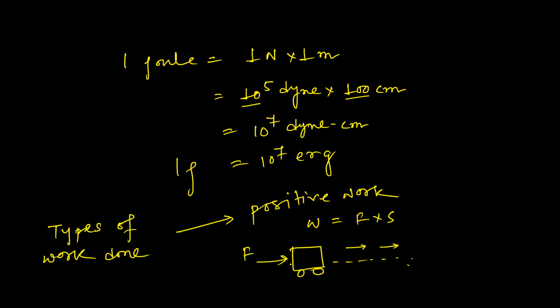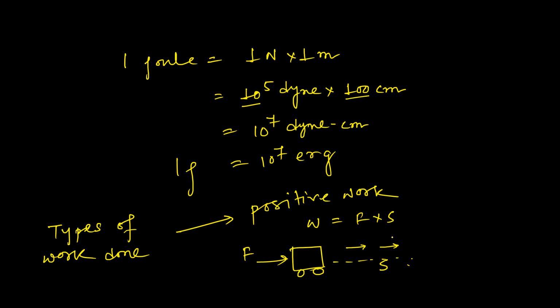So as you can see, I am applying the force in a particular direction and I am getting the displacement in the same direction. So in this case, the work done is positive, right? Suppose you are pushing a table, or a chair, or you are just lifting any kind of object. In that case, whatever force you are applying, the displacement is happening in the same direction. So that kind of work is known as positive work.